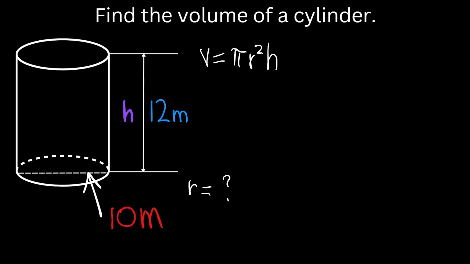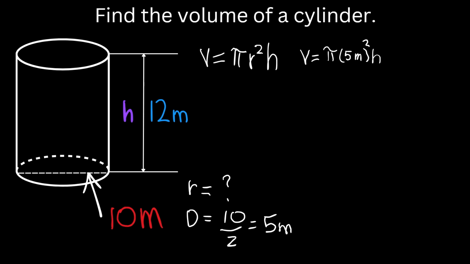Now, what is the radius? You have to be careful because what you are seeing on the screen is 10 meters, but that is not the radius, that is the diameter. And in the formula of a cylinder, we need to find what the radius is. So 10 divided by 2 will give you 5 meters. Now we know what the radius is. The radius is 5 meters. So let's go ahead and substitute that in for the variable radius, the letter R.